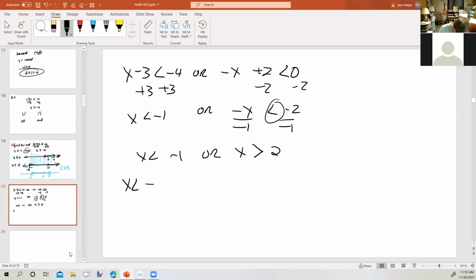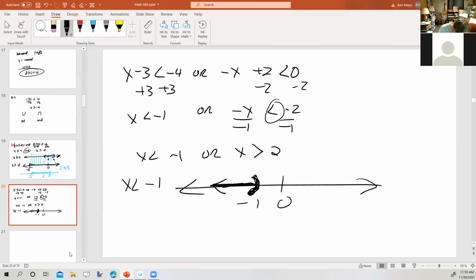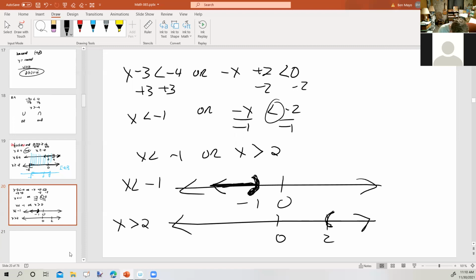Well, x less than -1 looks like that. X greater than 2 looks like that. But we want the union. Well, the two don't overlap at all. So the union is going to look like this.